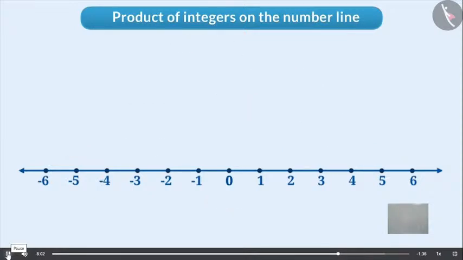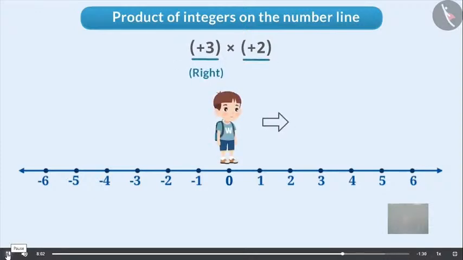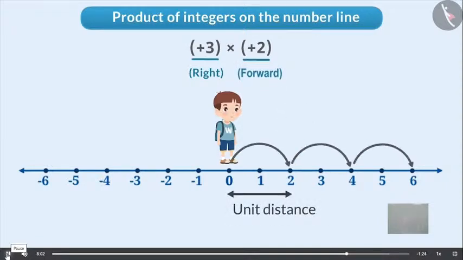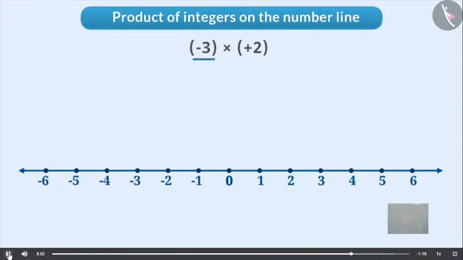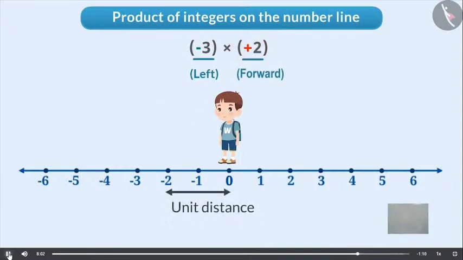In this situation, positive 3 into positive 2, the first number is positive. That means the person is looking towards the right. And since the second number is also positive, he will take 3 steps of 2 unit distance in the forward direction. First one for the direction, second one for the movement. In the right direction. Therefore, the result of multiplication is positive 6. In minus 3 into plus 2, the first number is negative. That means the person is looking towards the left. And since the second number is positive, he will take 3 steps of 2 unit distance in the forward direction. Therefore, the result of the multiplication is negative 6.